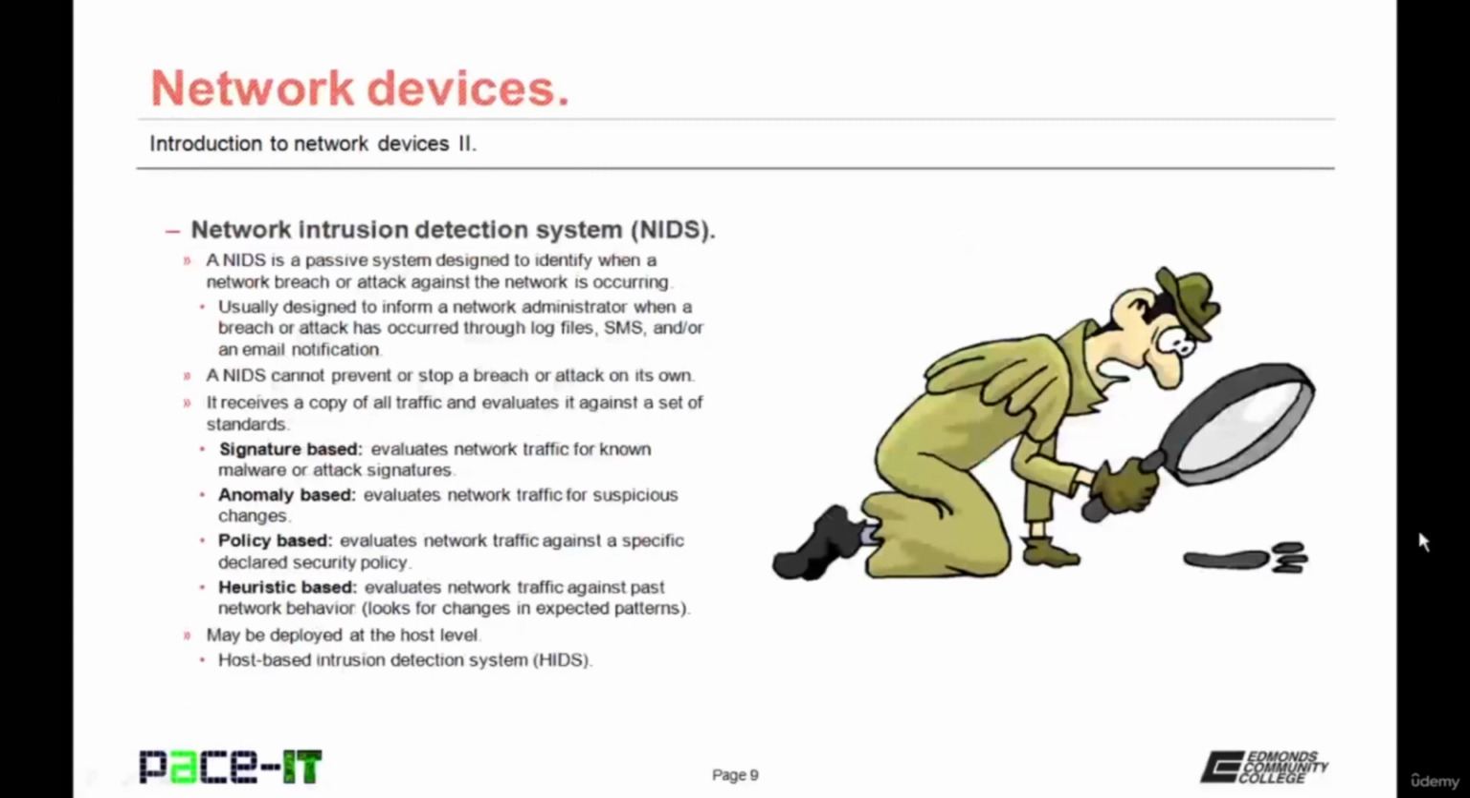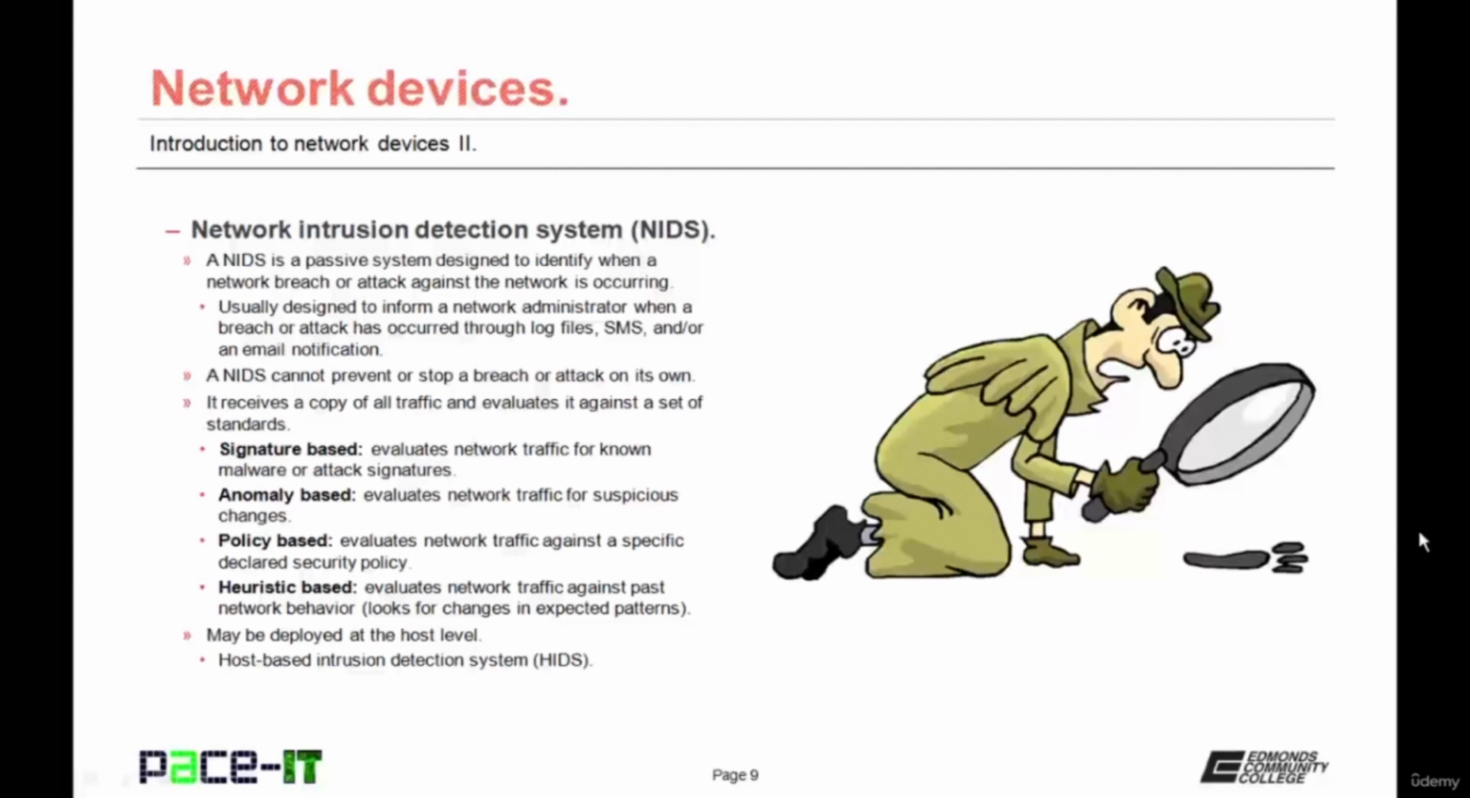Let's discuss network intrusion detection systems, or NIDS. A NIDS is a passive system designed to identify when a network breach or an attack against the network is occurring. They're usually designed to inform a network administrator when a breach or attack has occurred, and it can do this through log files, text messages, voicemails, and/or an email notification.